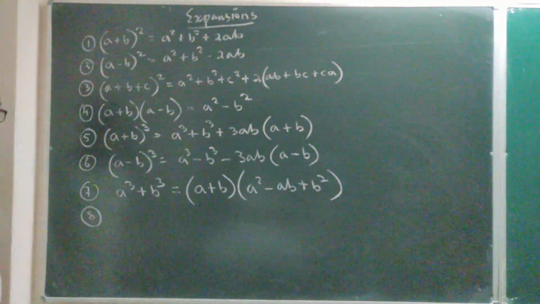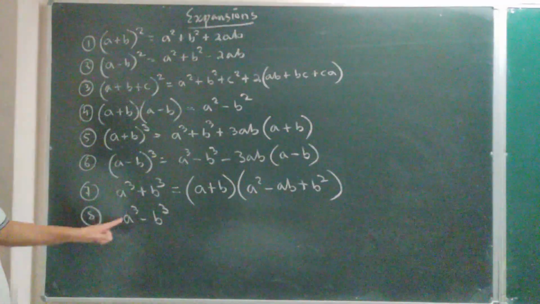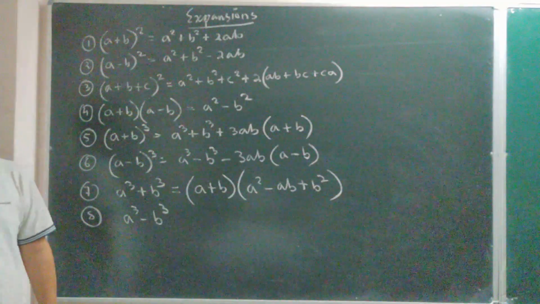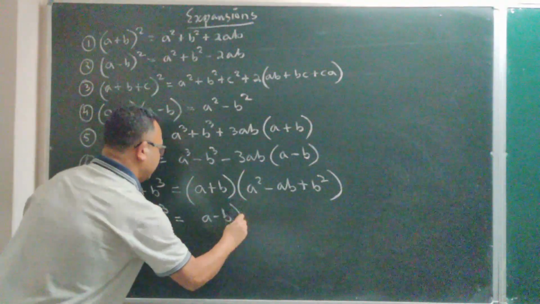Then the eighth one, a cube minus b cube. There it was plus, now here I am writing a formula for minus. And the a cube minus b cube formula is (a minus b) in one bracket.